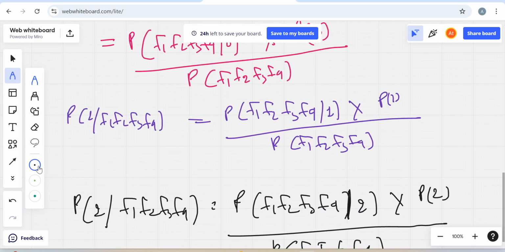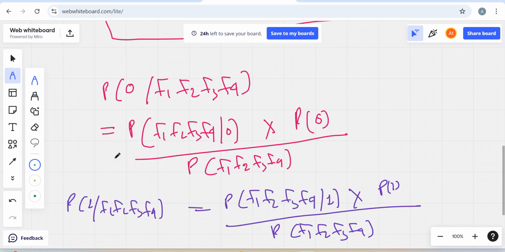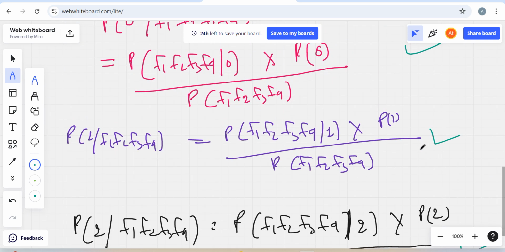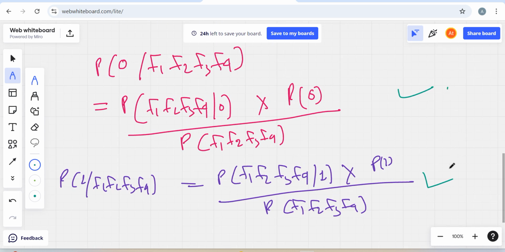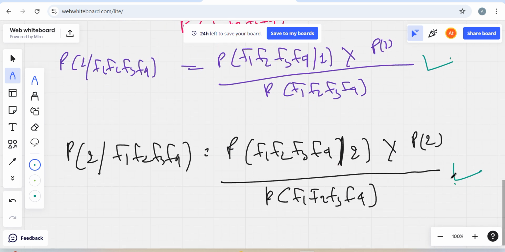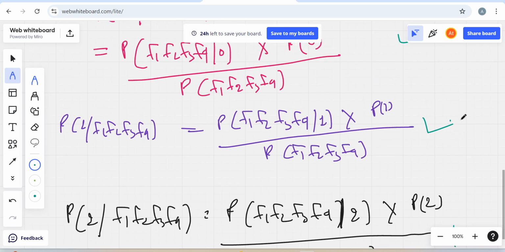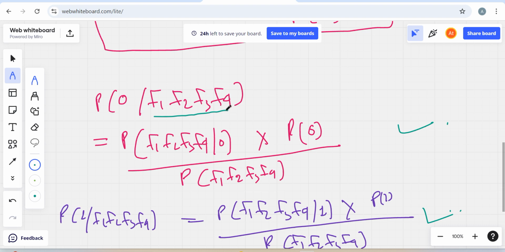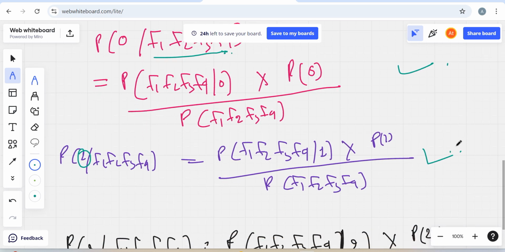So basically, we need to calculate this, this and this. Maybe you are getting some value here, some value here, and some value here, and maybe you are getting the maximum value here. In that case, you can say that for a particular feature 1, feature 2, feature 3, and feature 4, this data belongs to class 2 because this value is high. We'll try to write this in Python code, but just one minute.